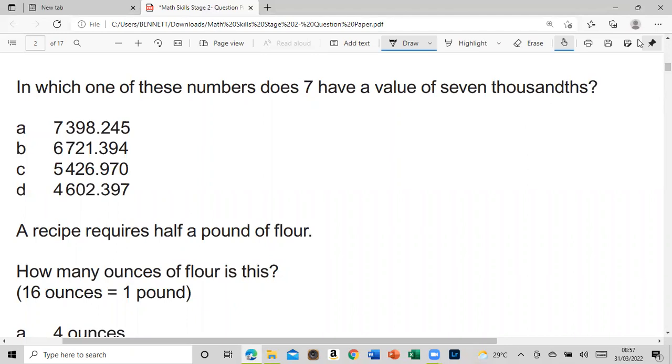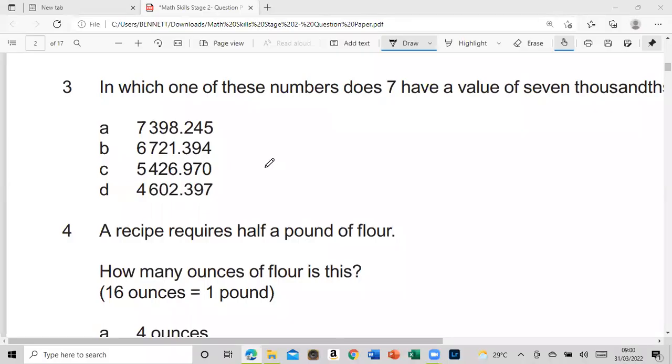It says, in which of these numbers does 7 have the value of 7,000? Hold on there, guys, hold on. Spider! Alright, they say, in which one of these does 7 have a value of 7,000?